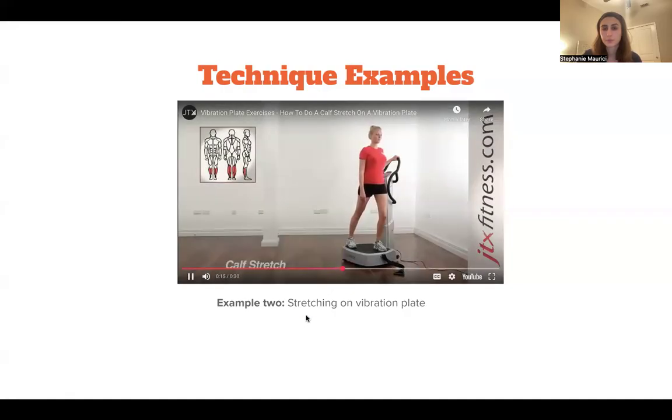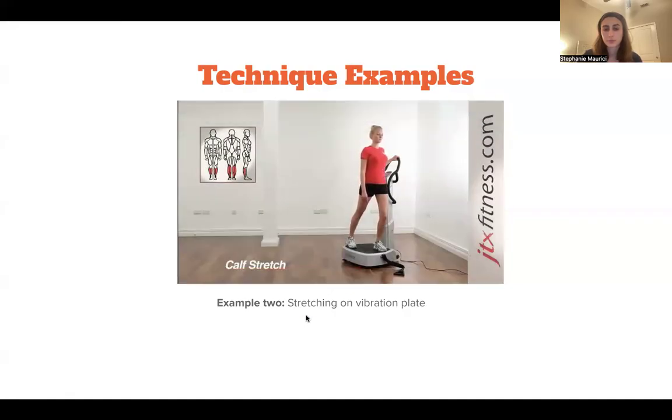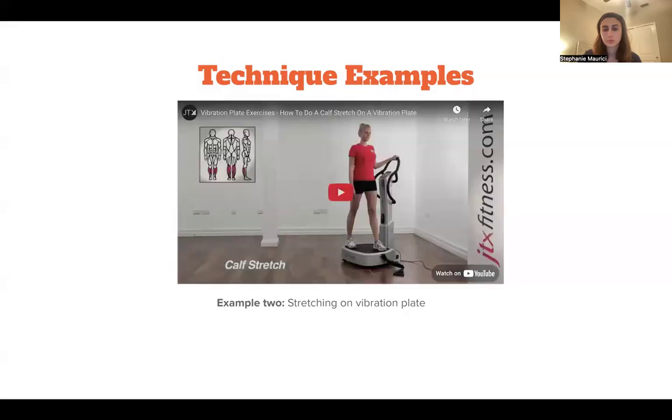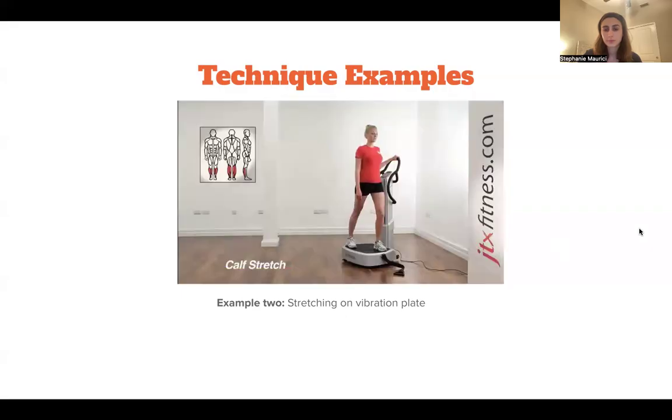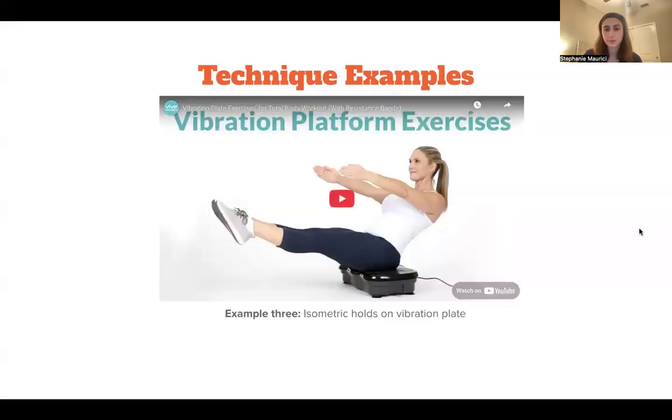Push the rear heel down into the vibration plate. The rear leg should be straight, and you should feel the stretch in your rear calf. Hold for 30 seconds. Okay, and then our last one is an isometric hold on the vibration plate.